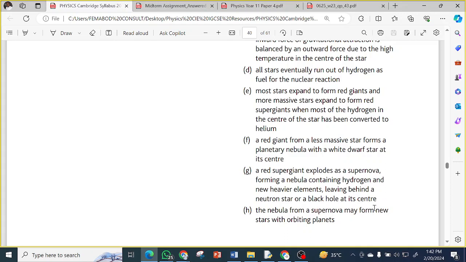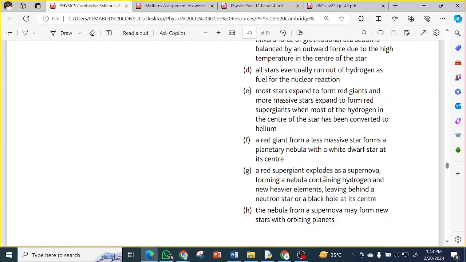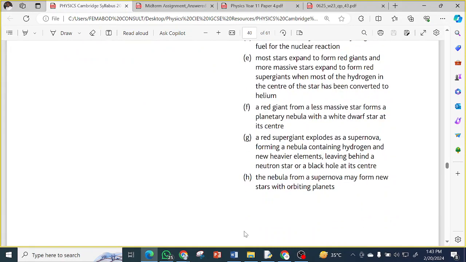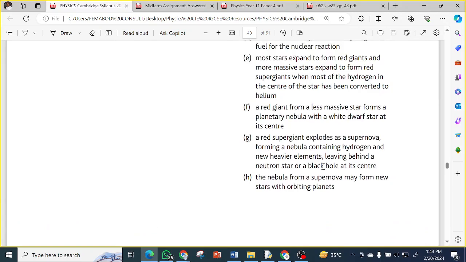So the nebula from the supernova may now form a new star. When the new star is formed again, the same process from what we just started from will start again. So that is how it continues on and on and on. For now, that is the basic assumption of the life cycle of a star.